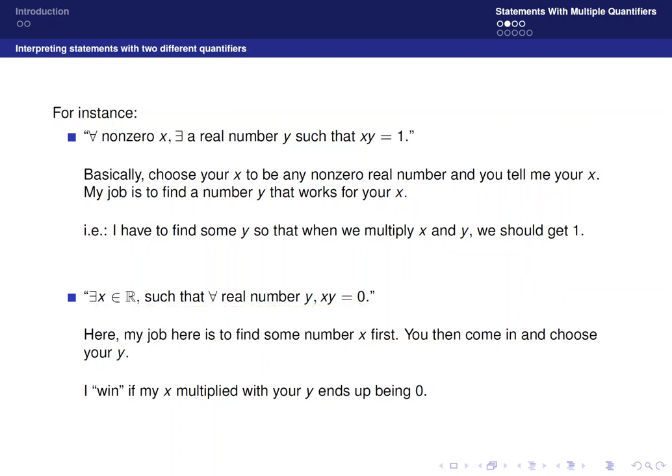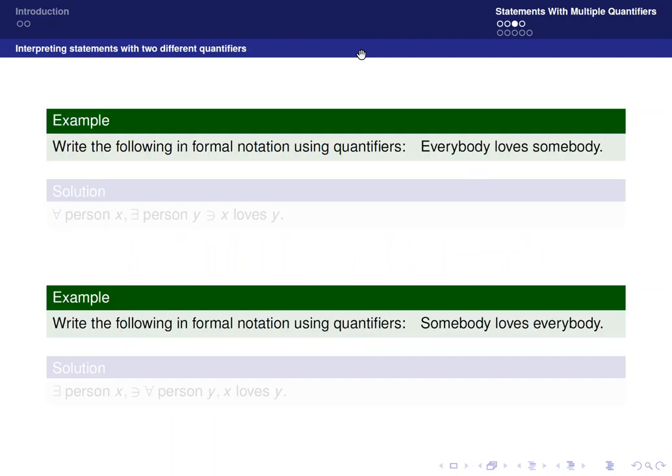Let's go ahead and practice how to rewrite some statements with multiple quantifiers. So we have two examples over here. The first one says everybody loves somebody. The second one says somebody loves everybody. The trick is to watch and read the sentences carefully.